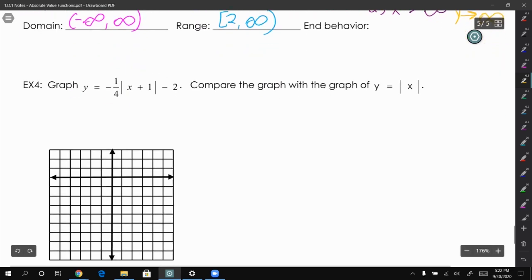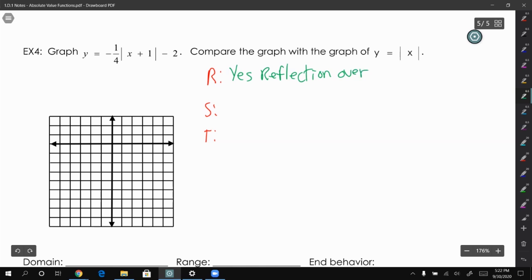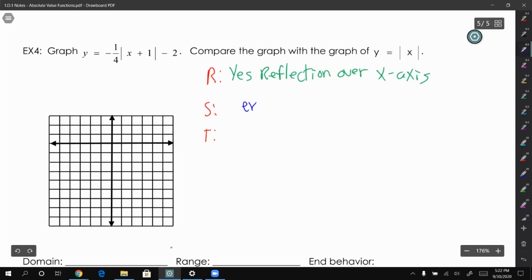All right, the last one will combine a bit of everything. So it's y equals negative 1/4 absolute value of x plus 1, minus 2. So this has everything in it. So RST. Reflection, yes. Reflection over the x-axis, because our a value is negative. Shrink or stretch, there's a vertical shrink by 1/4, because that is our a value.